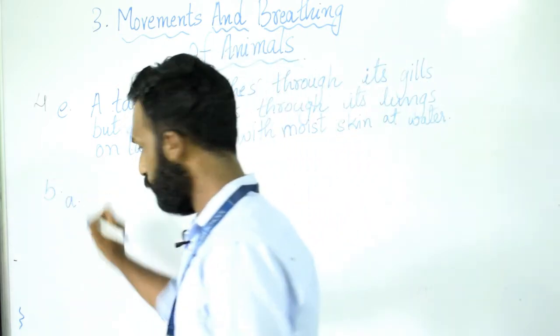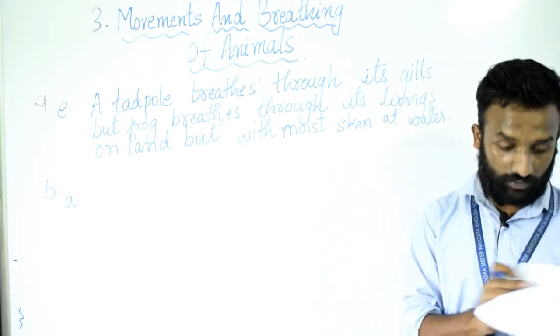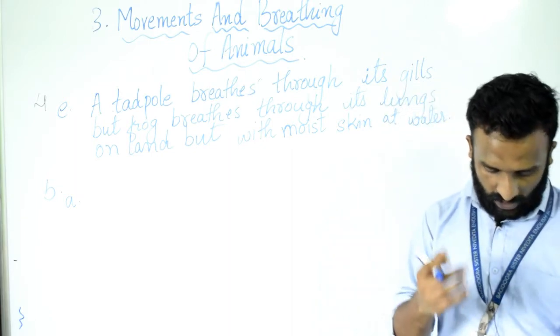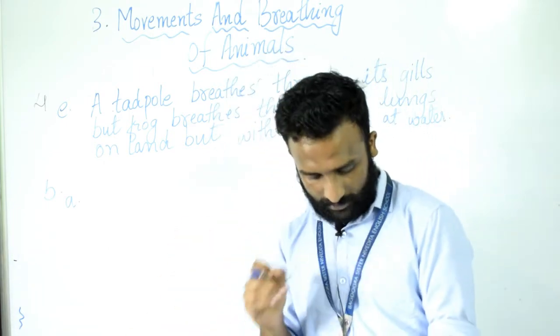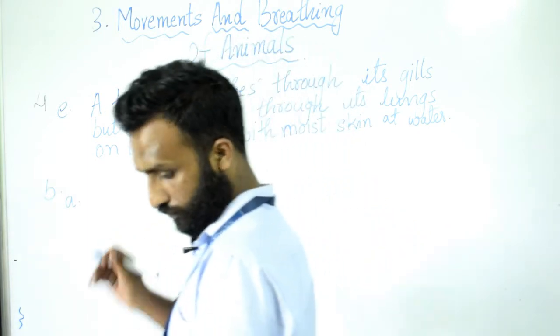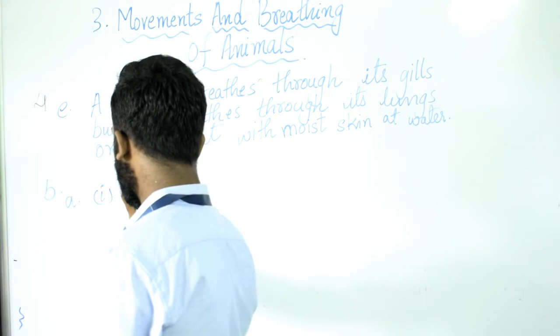Now A, I am reading question number A. Animals on land have dash type of limbs: 2, 3, 4, or 6. There are four options. So how many types of limbs do the animals on land have? They have two. The answer is option one, that is two.